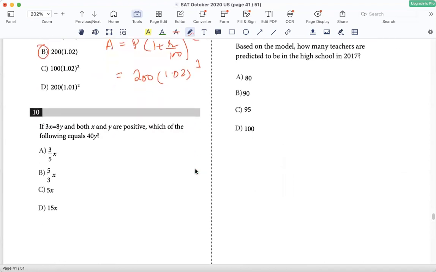If 3x is 8y and both x and y are positive, which of the following is equal to 40y? So 3x is 8y. So if I multiply this by 5, I get 40y. So that should be 15x.